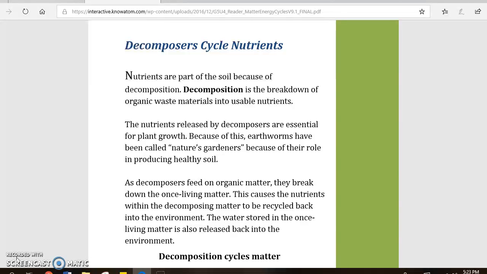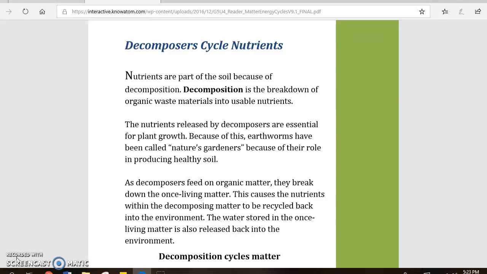Decomposers cycle nutrients. Nutrients are part of the soil because of decomposition. Decomposition is the breakdown of organic waste materials into usable nutrients. The nutrients released by decomposers are essential for plant growth. Because of this, earthworms have been called nature's gardeners because of their role in producing healthy soil.